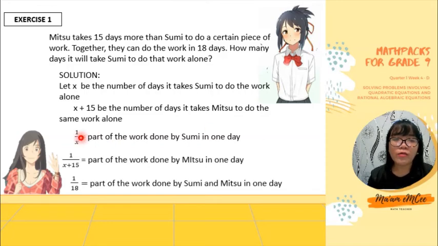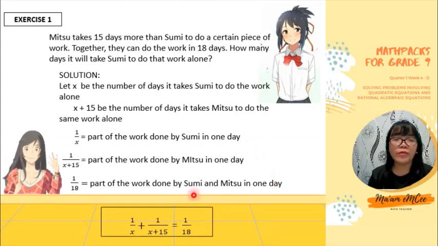Now, 1 over x is the part of the work done by Sumi in 1 day, because again, it took Sumi x number of days to do the work alone. And then 1 over x plus 15 is the part of the work done by Mitsu in 1 day. And 1 over 18 is the part of the work done by Sumi and Mitsu in 1 day if they are going to work together.